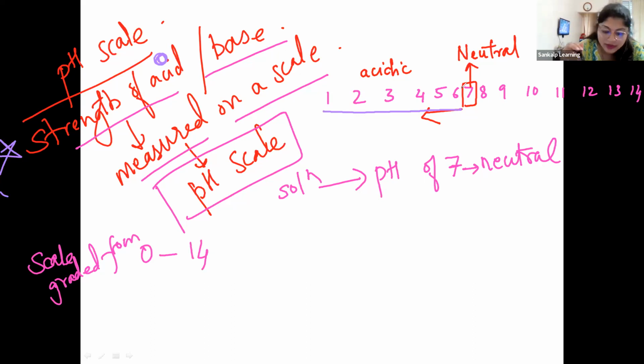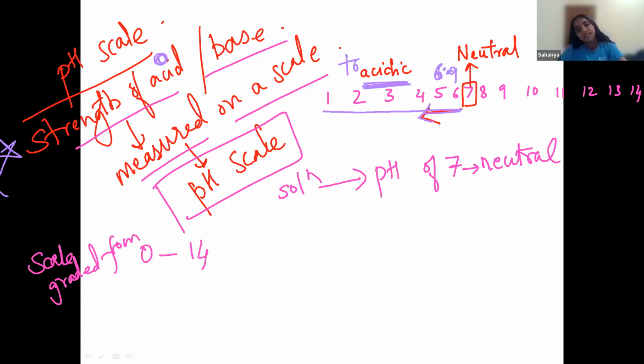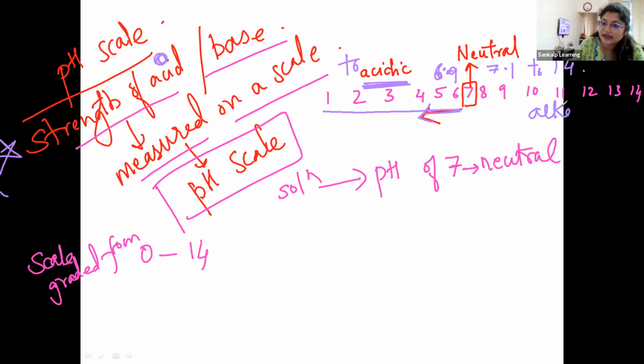So the pH number 7, the green color, is neutral. Less than 7, that is 1 to 6.9 maybe, till 6.9 it is acidic in nature. Then from 7.1 to 14, it is base, or it is called alkaline. Now you can see the different indicators.